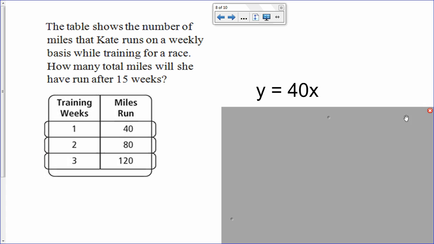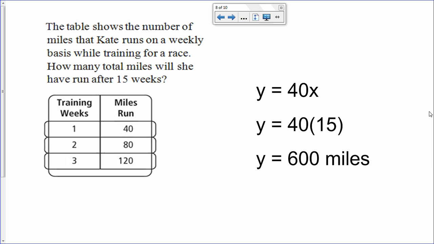Okay, our equation should have been y equals 40 times x. Substitute in 15 for your x, and you'll see that she actually ran, God bless her, 600 miles in the 15 weeks.